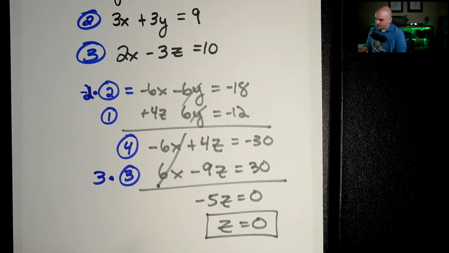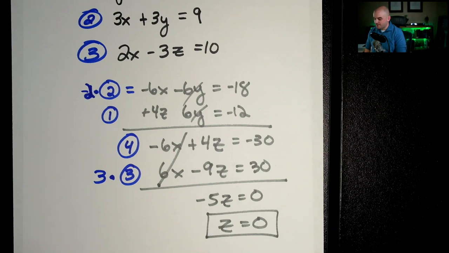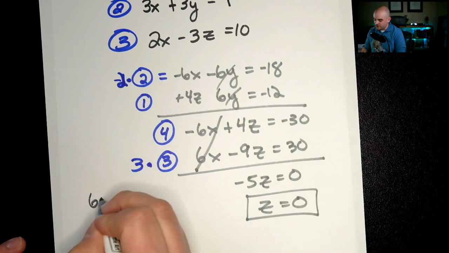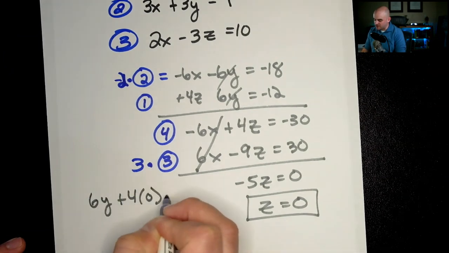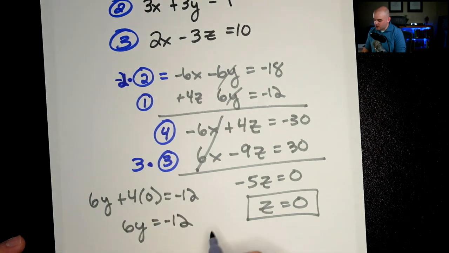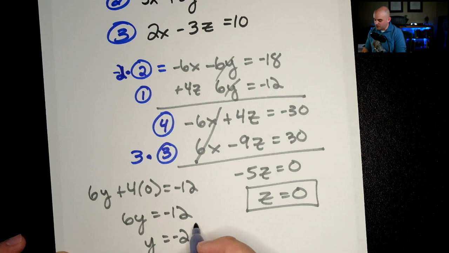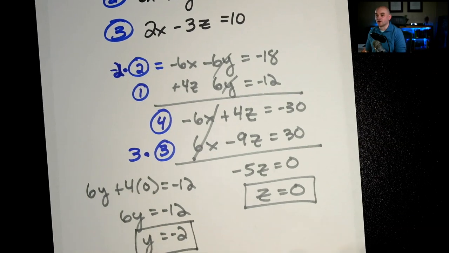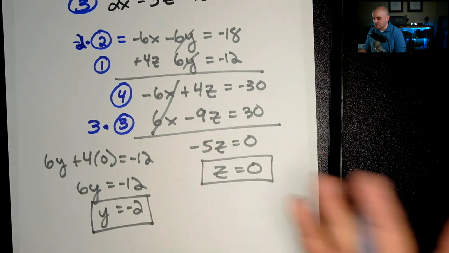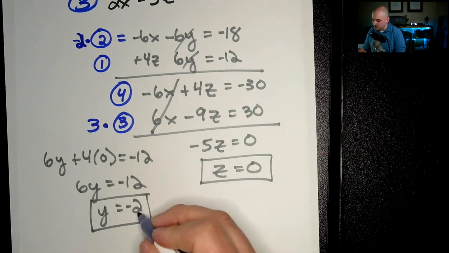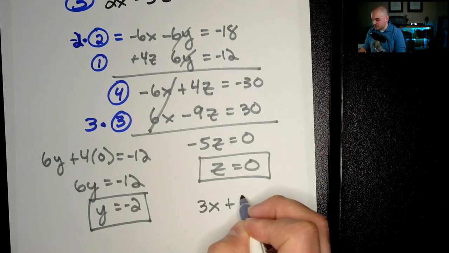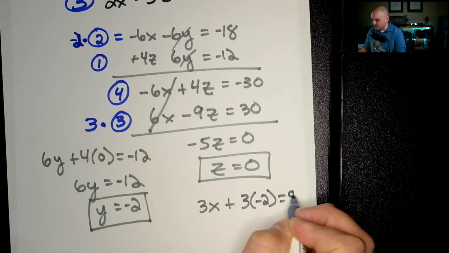So there's my first variable solved for. Putting this back into equation 1, I can figure out y's value. 6y plus 4 times 0 equals -12. So 6y equals -12, or y equals -2. There's my second variable solved for. And then lastly, I've got y and z. I can solve now for x. I'm going to put this into equation 2. And so putting in y there, I get 3x plus 3 times -2 equals 9.